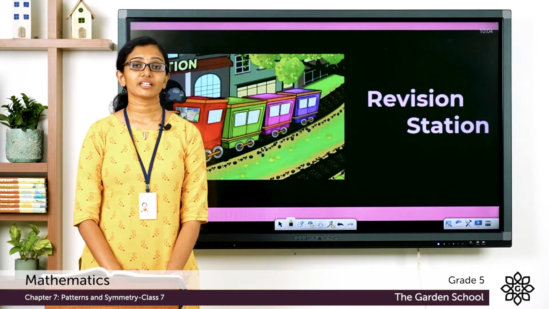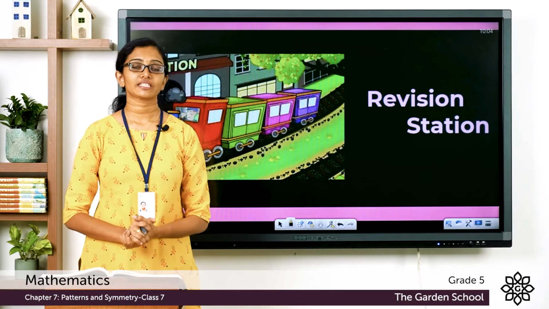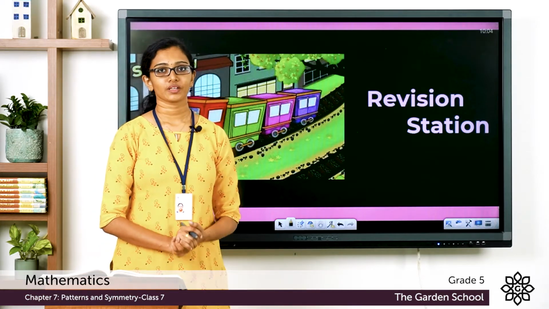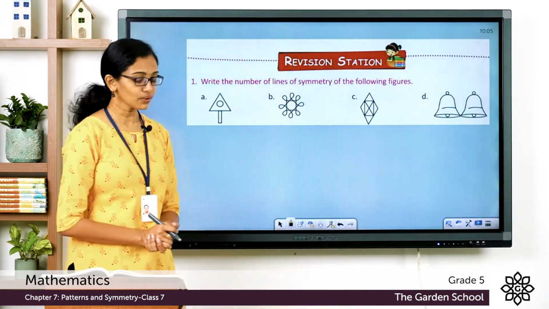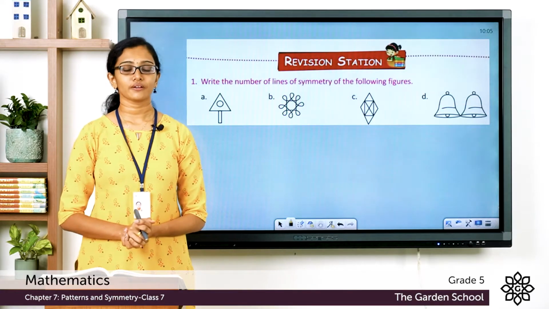I hope you're clear with all the concepts we learned in Chapter 7, Patterns and Symmetry. So we'll do the revision questions from the chapter. All of you turn to page number 125, revision station in your textbook. Let me read out the first question to you. Write the number of lines of symmetry of the following figures.